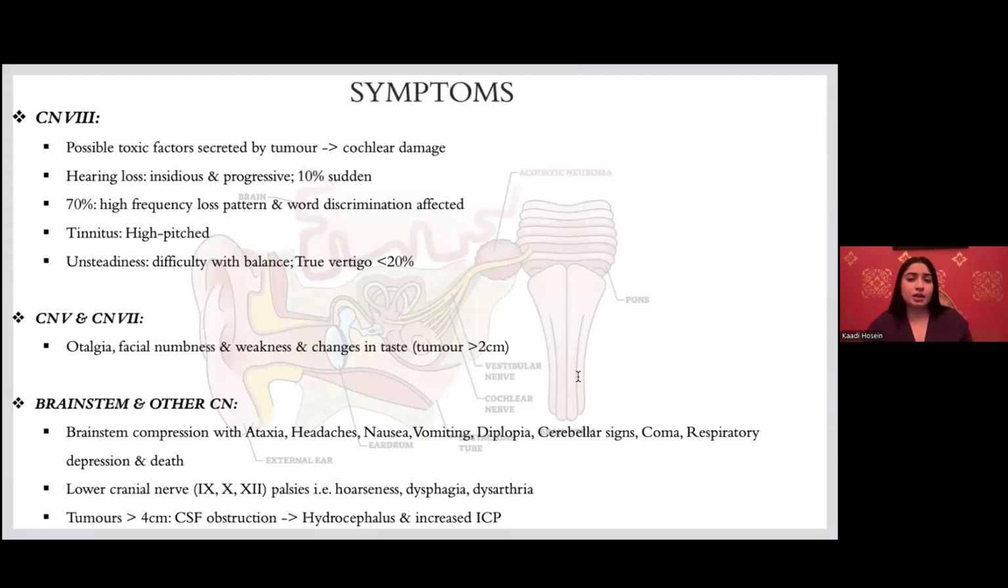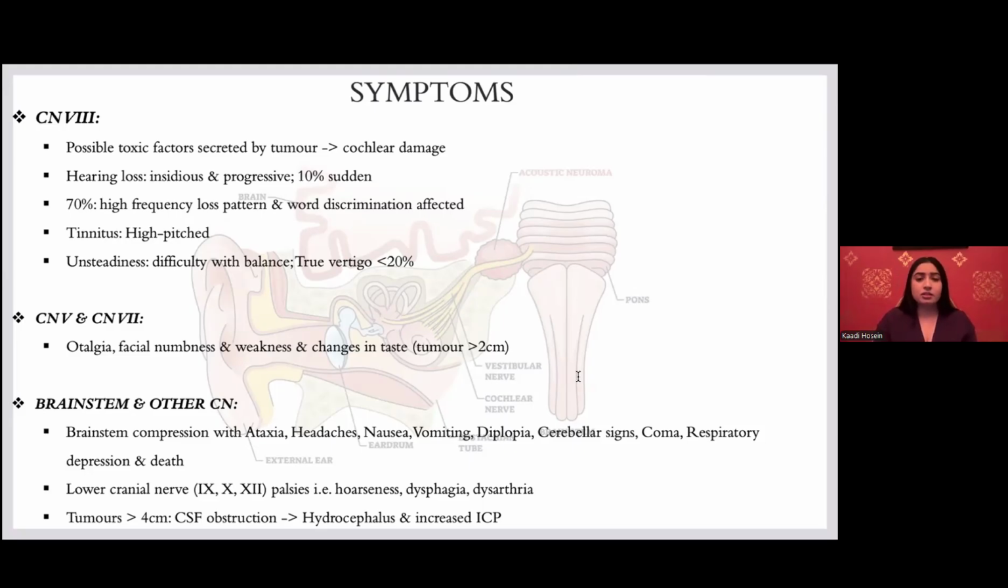So for years, it was taken for granted that hearing loss was due to the compression or stretching of the 8th cranial nerve. However, recent evidence suggests possible toxic factors secreted by the tumor causing cochlear damage. The hearing loss, as we said, is insidious and progressive and is most unlike that in Meniere's disease, which fluctuates. Sudden hearing loss may be a presenting symptom in 1 to 14% of patients with vestibular schwannomas, presumably due to an infarction of the acoustic nerve or acute occlusion of the cochlear artery, treatment options of which include steroids. 70% have a high frequency loss pattern, and word discrimination is usually affected, which is especially noticeable in telephone conversations.